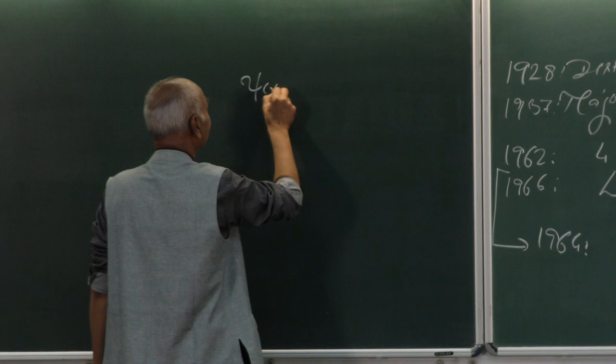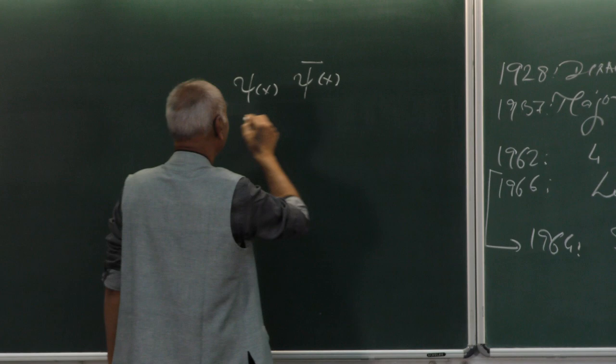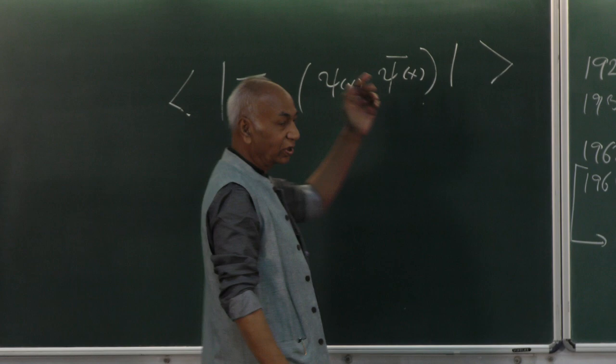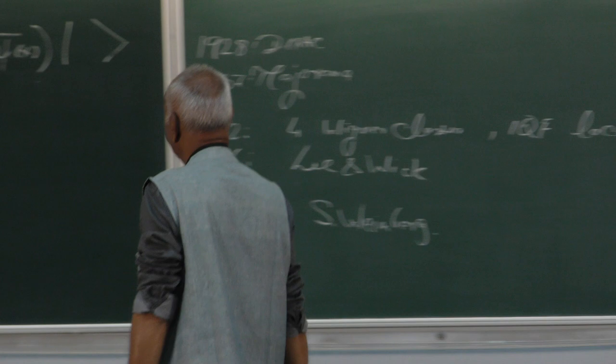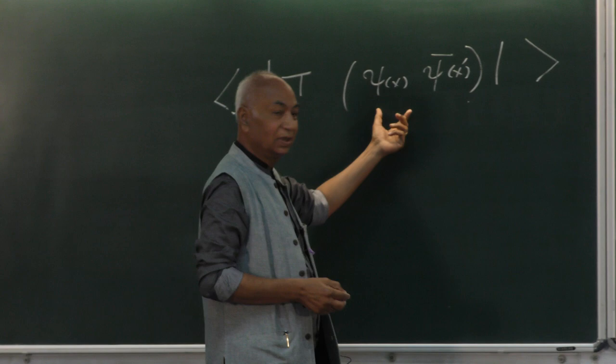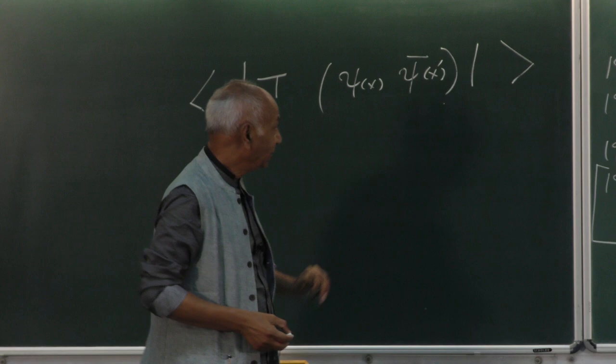Take its adjoint, calculate the expectation value of the time order product of psi and its adjoint. The important thing to remember is that the information about the propagation from x to x prime is contained not only in the field, but also in the adjoint of the field. That's the important thing here. And this is your Dirac propagator.